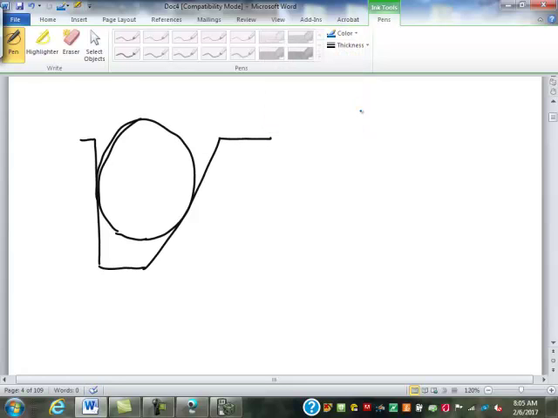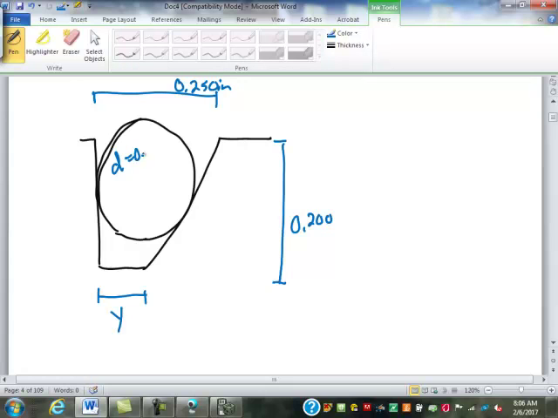Okay, so we're going to find dimension y here. We're given that this is 0.200 inches. Here to here is 0.250 inches. The diameter, 0.150. And 1:1.